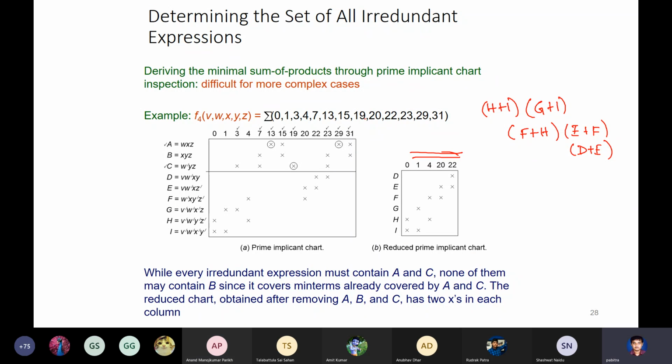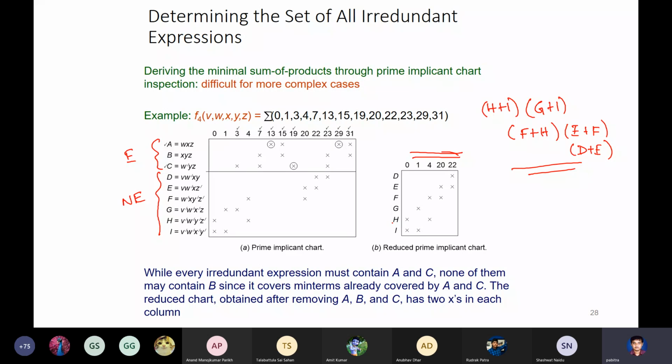Okay, so note that I have removed the essential part. So this is the essential part that I have removed, and this is the non-essential part. Essential part anyway has to be there. For the non-essential part I have drawn a reduced prime implicant chart, and on that I am writing this expression among the prime implicants.